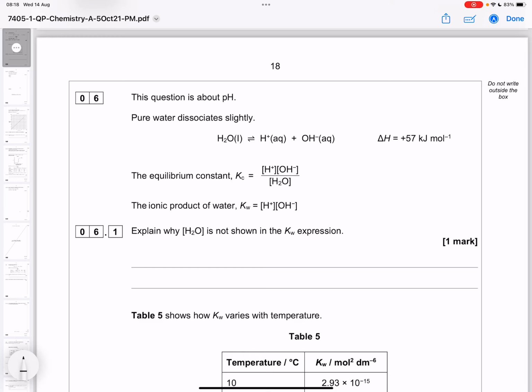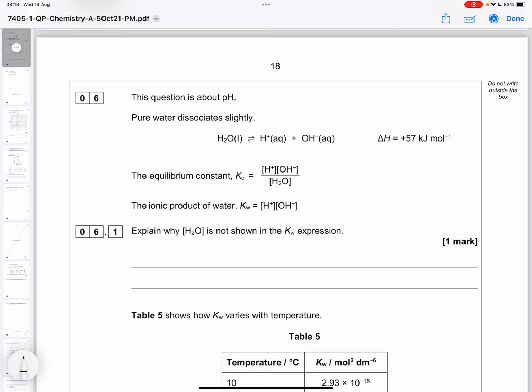This question is about pH. Pure water dissociates slightly. The equilibrium constant Kc, the concentration of H plus times the concentration of OH minus over the concentration of water. The ionic product of water, Kw, is just the top line of that expression.